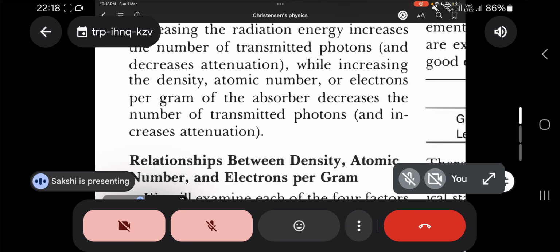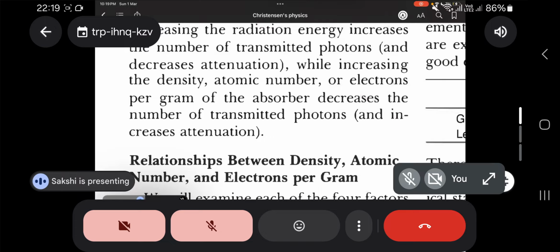They have written that increasing the density decreases the number of transmitted photons. If you are increasing the density, they are saying that transmitted photons will decrease. Why is this so? As the density increases, the number of radiation interactions increases. The same way, if I am increasing the atomic number, then obviously again the number of transmitted photons decreases. Why? Again, the atomic number increases, the electrons per gram increase.